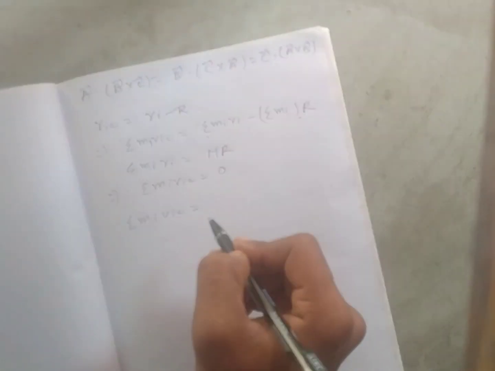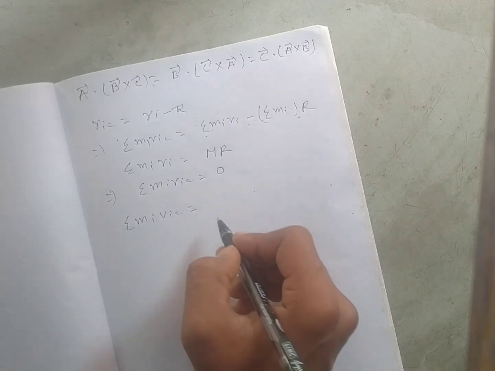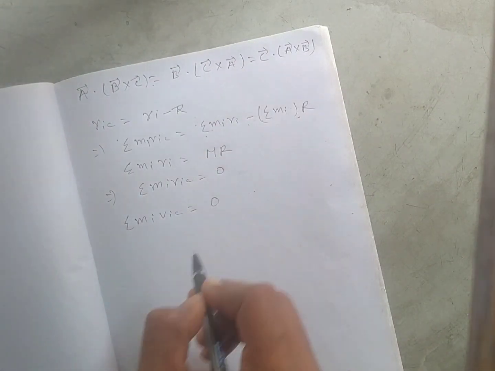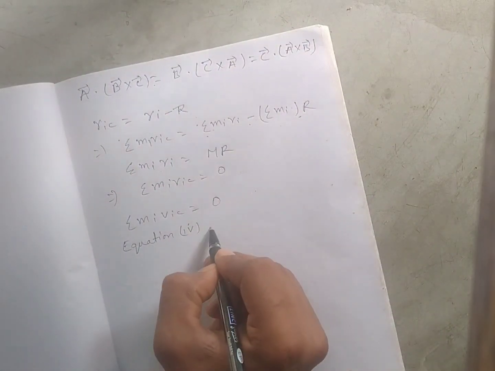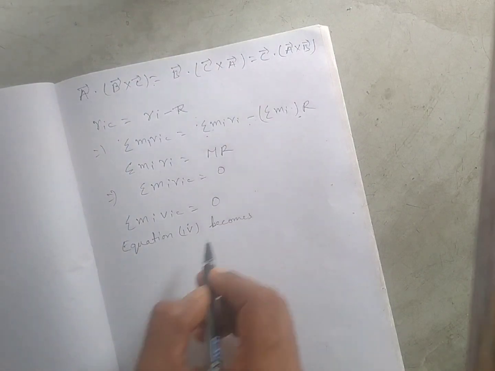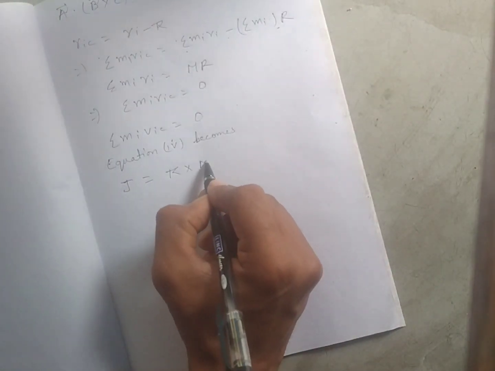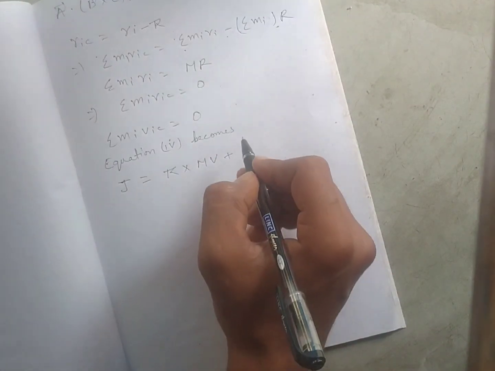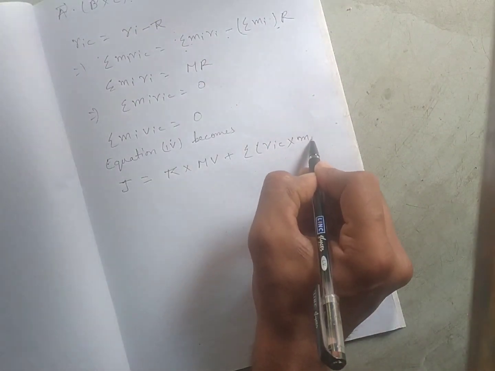In the same way, we can show that sigma mi Vic, that is the total momentum of the system about the center of mass, is 0. And so equation 4 becomes J equals R cross mV, where m is of course the total mass of the system, plus sigma Ric cross mi Vic.